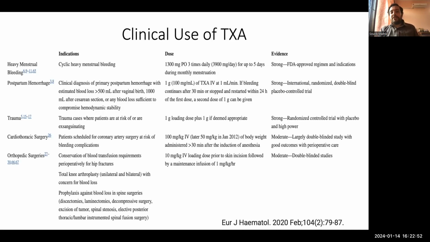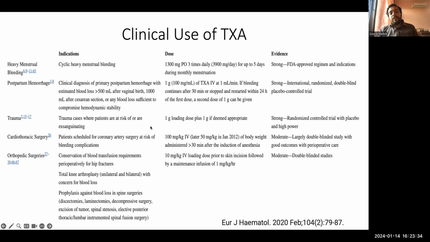Now, what are the clinical uses of tranexamic acid or the lysine analogs? The US FDA approved use is heavy menstrual bleeding, which is not relevant to our practice. For our practice, evidence supports 4 or 5 indications. First is postpartum hemorrhage, meaning blood loss of more than 500 ml after a vaginal birth or 1 liter after cesarean section. A 1 gram bolus of tranexamic acid and a second dose can be given. There is a strong indication, and a large randomized control trial, which I'll discuss later, shows a specific blood loss related mortality benefit in this scenario.